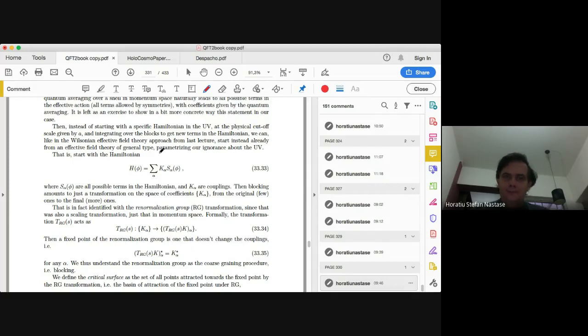Now we'll do the same kind of picture as in the last lecture, but in terms of the Hamiltonian and in this discretized theory. So we're writing a Hamiltonian with all possible terms, S alpha of phi, with some coefficients, some parameters in front, K alpha, couplings. And then the blocking corresponds to a transformation on the space of coefficients from the original ones to the final ones. That's the description from last lecture.